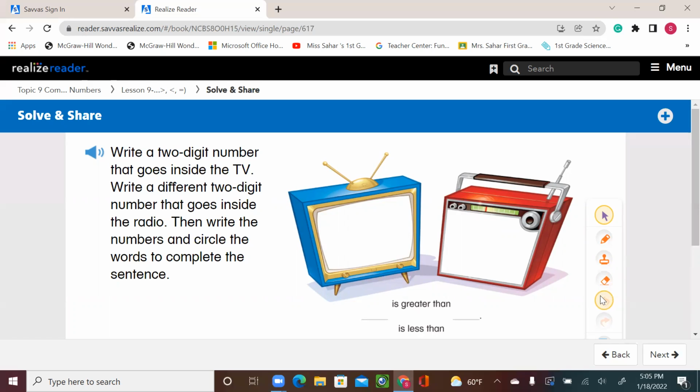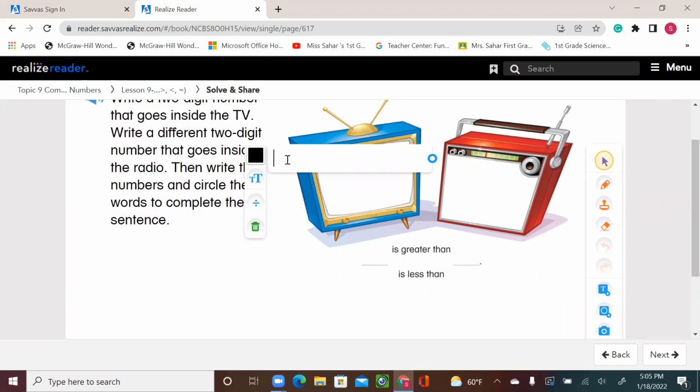You can make up any numbers you like. So I'm going to write 57 and 58. I'm going to put this inside the TV. So now I have 57 and I have 58. I know that 57 is greater or less than 58. I'm looking at my tens digit. I see here 5 and here 5. Okay, in this case, I have to look at the ones. 57 has 7 ones, 58 has 8 ones. I know that 7 is less than 8. So what am I going to say? Very good. I'm going to say that 57 is less than 58.